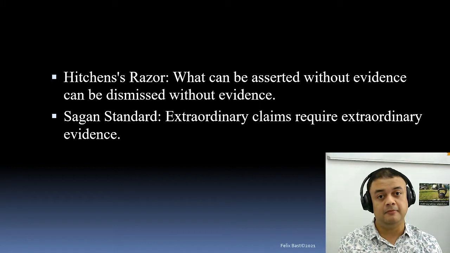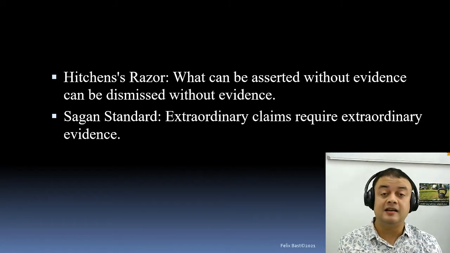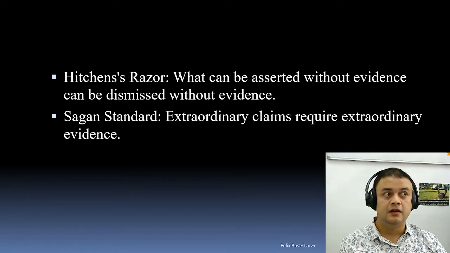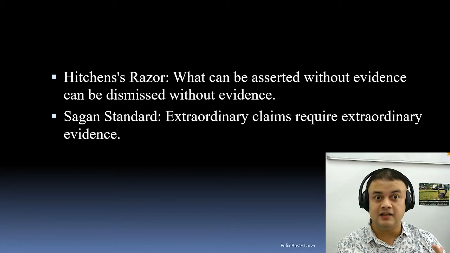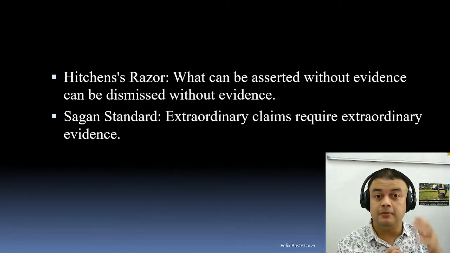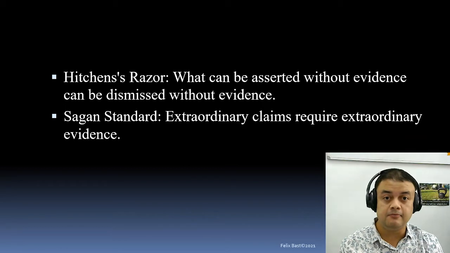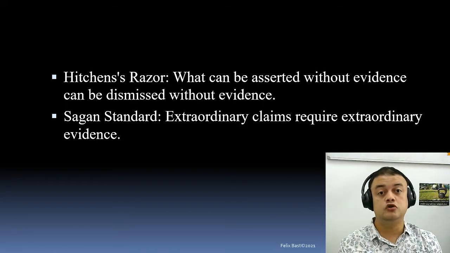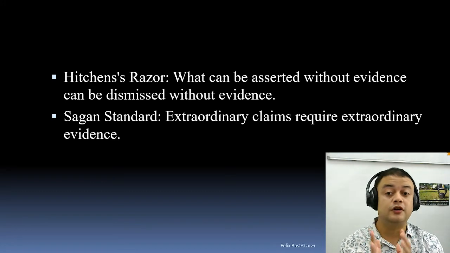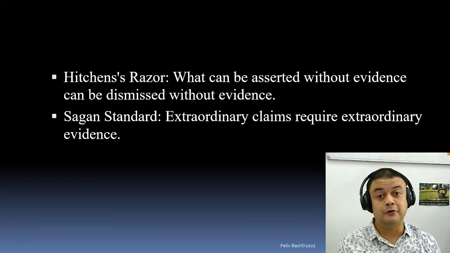And Carl Sagan, very famous astronomer and popular science writer, his standard is: extraordinary claims require extraordinary evidence. If you are making an extraordinary claim, like Earth is the center of the universe, or human beings are at the top of the evolutionary ladder, all other animals have been created by God, all these kinds of things, it's your responsibility to prove it, to substantiate your claims with a host of evidence. That is the Carl Sagan standard: extraordinary claims require extraordinary evidence. You know, that sums up the whole of biostatistics.